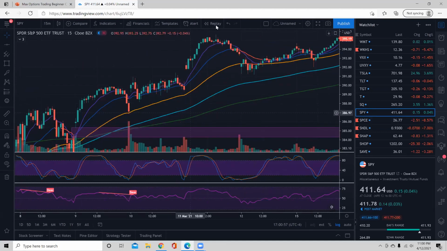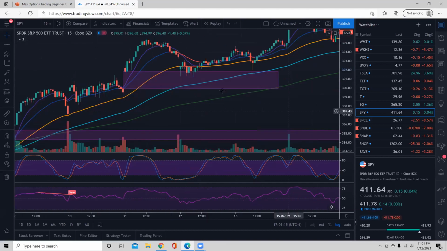This is how I draw my gaps. This is how you guys could do it. I simply come over here to the rectangle tool. I find the top, the body of that candle and the body of this candle. I don't use the shadows, or the wicks, as much as I use the bodies. So let's keep going. You can see that candle was tested.